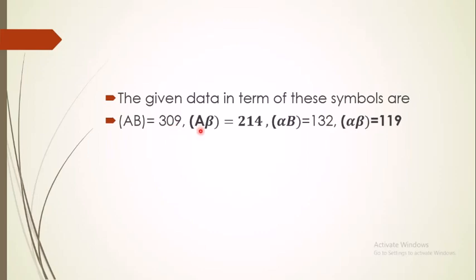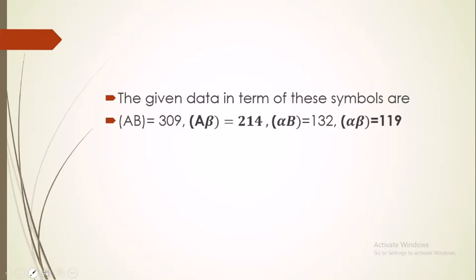Now, so what is A beta? The husbands that have light eyes and the wives that have non-light eyes. That is also given in your question, and you can write it as 214. Then similarly you get alpha B and alpha beta as 132 and 119.